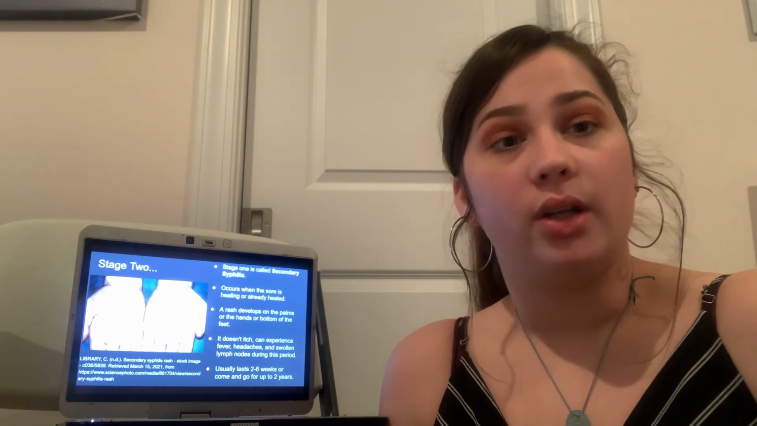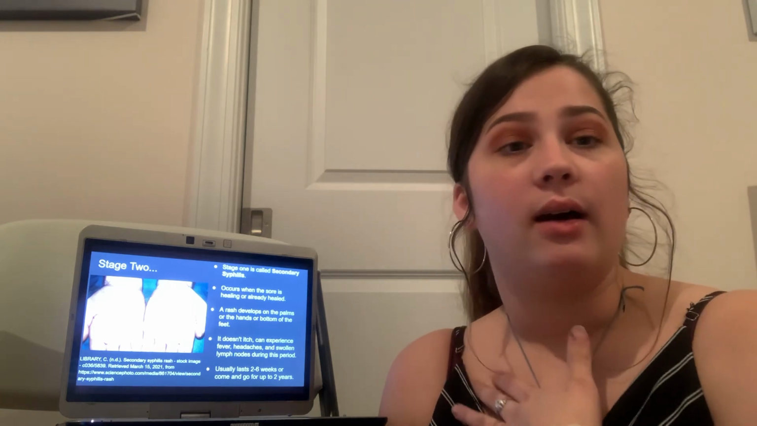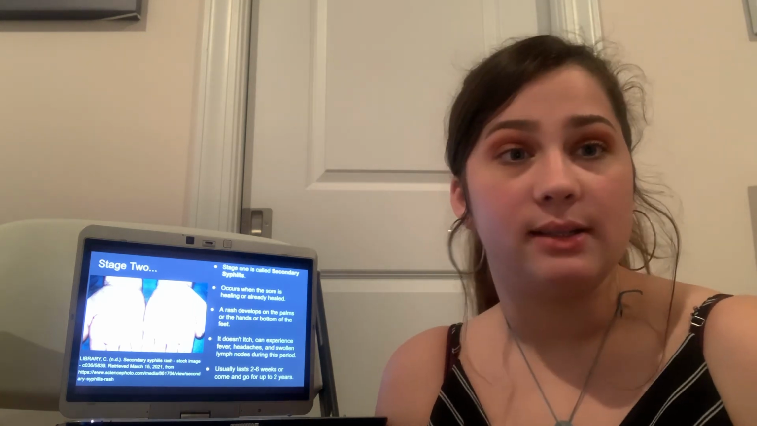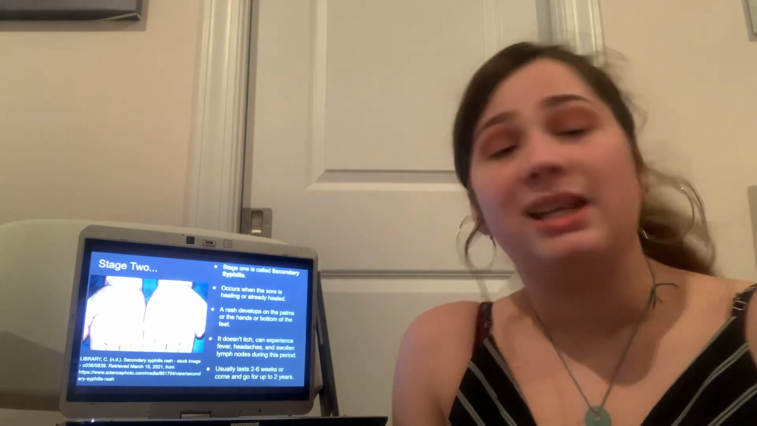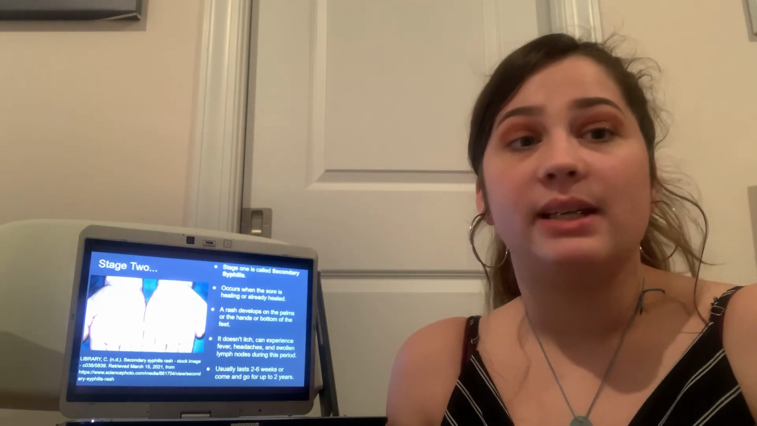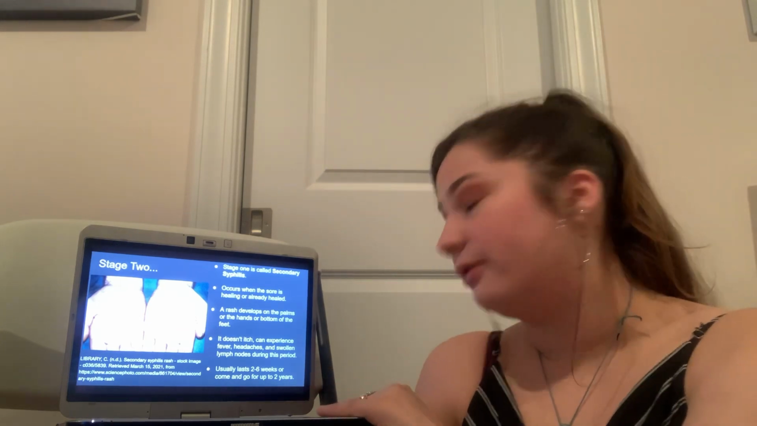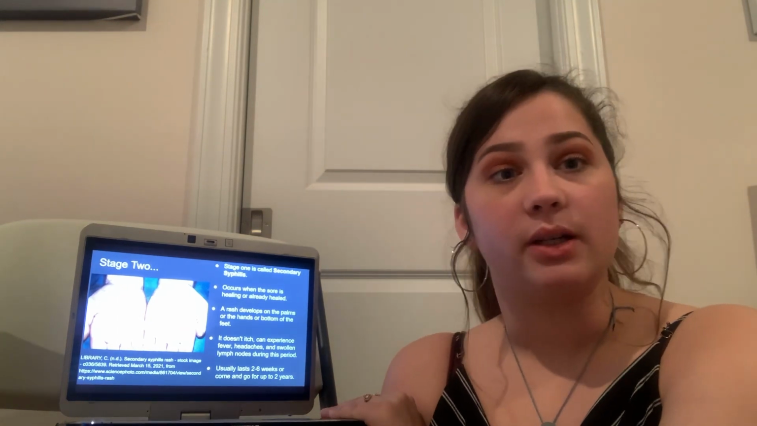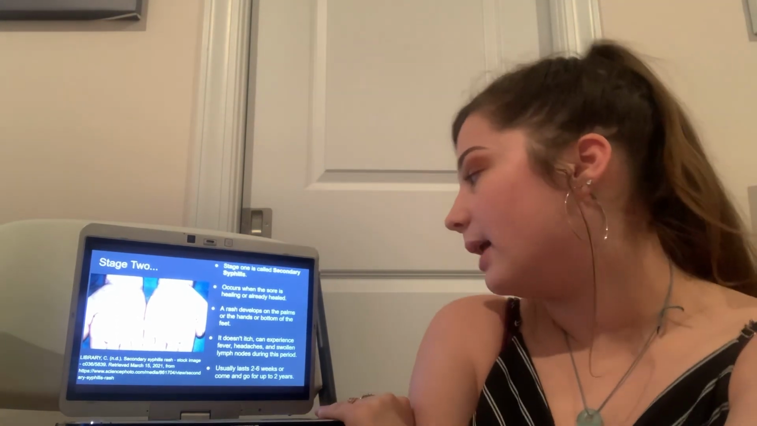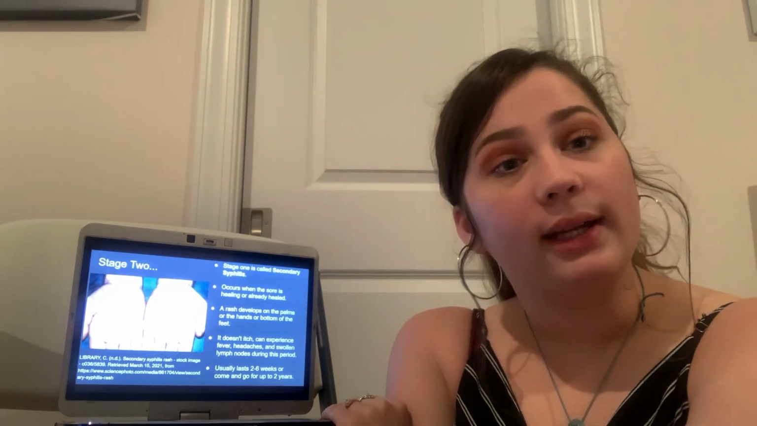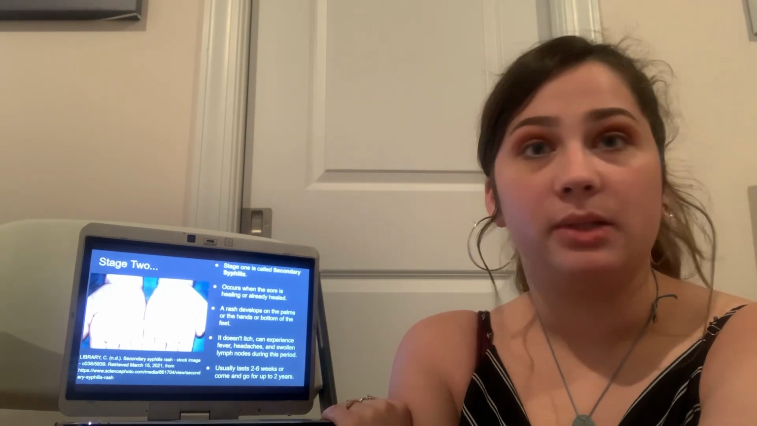Sometimes people won't even notice that they have a rash just because of how faint it is. It doesn't itch, but you can experience a fever, headache, swollen lymph nodes, all that during this period. It will usually last about 2 to 6 weeks, or it can come and go for even up to 2 years.